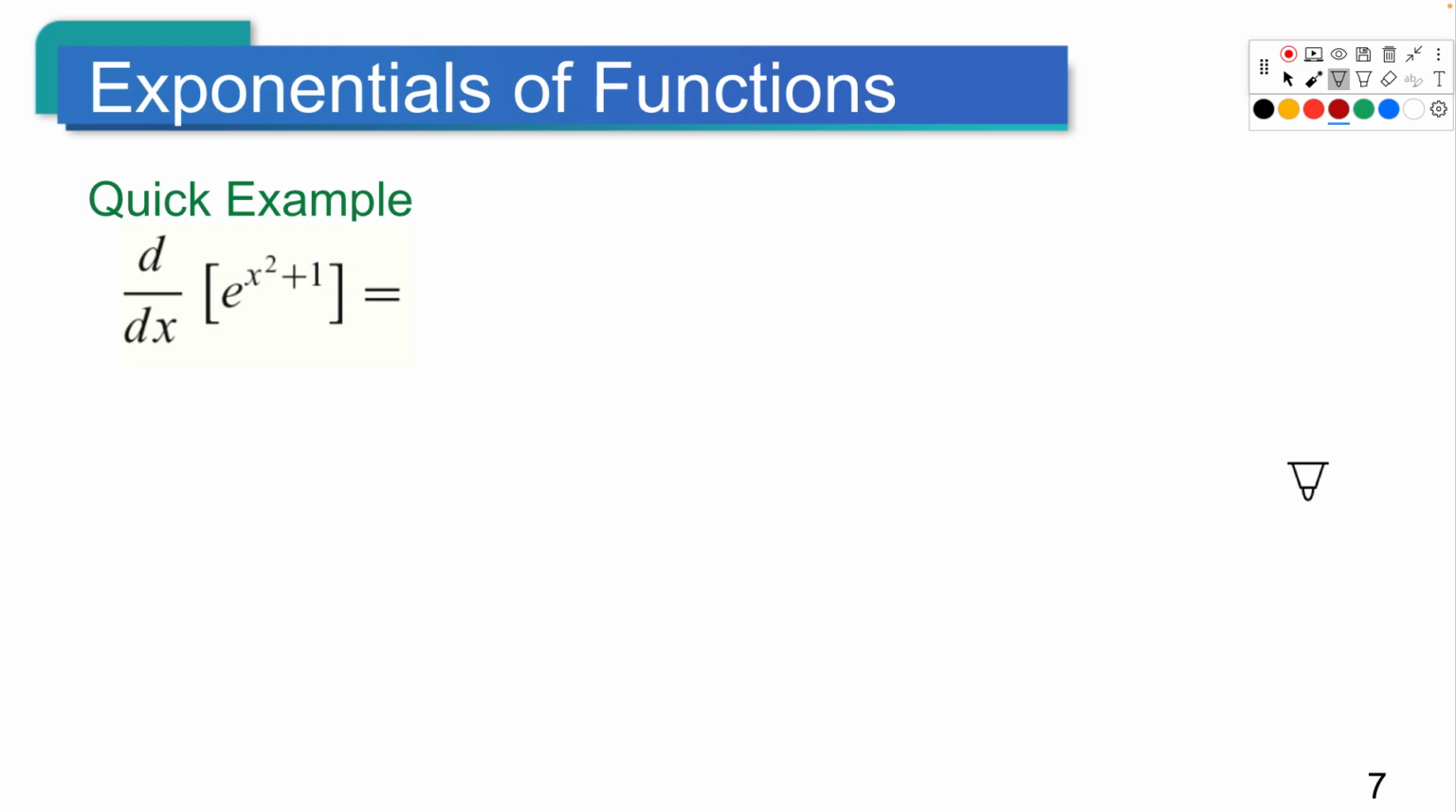Exponentials, again, very simple. They are their own derivative. But that simplicity makes them sometimes the harder ones to work with, because it just doesn't feel like we're doing anything with that derivative. So when I take the derivative of something like this, the derivative of the outside part is simply e^(x squared plus 1).